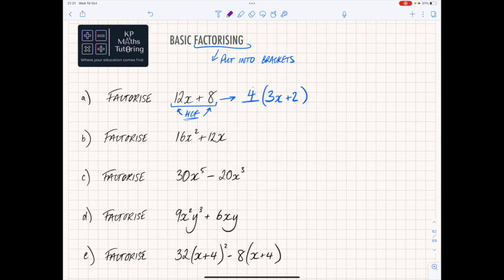Then if you want to double check yourself, you can expand the bracket. So 4 times 3x is 12x, and 4 times 2 is 8. So when I do that, I get the same answer there, so I know that this answer is correct. Okay, so that's your basics of factorising. Let's look at this next example.